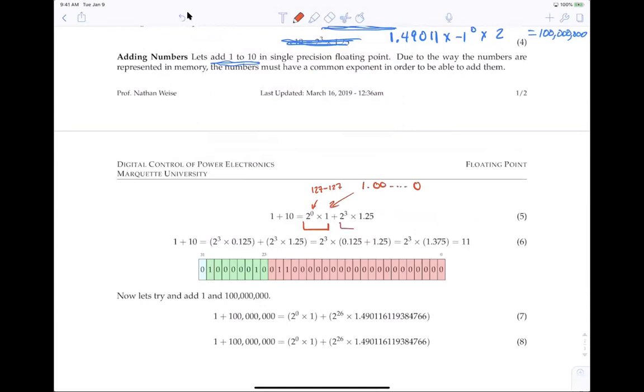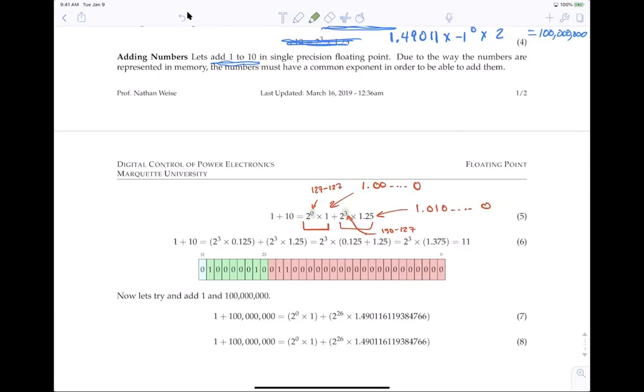And then over here, our exponent was 130. So this was 130 minus, remember, there's always a bias of 127. So that gives us a 3, and our mantissa was 1.010. So this is just so you know, this is our representation in floating point. And so as you can see right now, they do not have a common exponent, right? 0 and 3, they're not common.